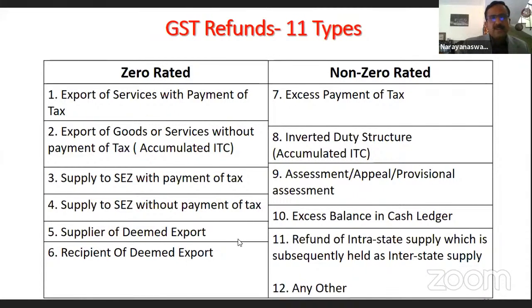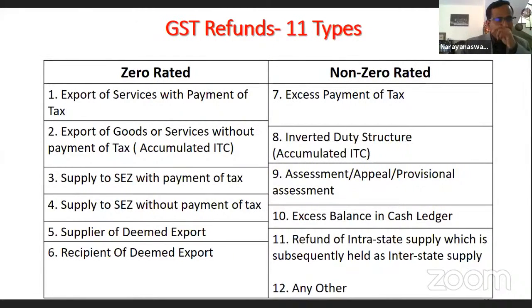There are 11 types of refunds that we deal with in GST. Some are zero rated, some are non-zero rated. Yesterday there were questions on deemed exports and exports. What is zero rated? You can recollect those things here. In case of zero rated, the refund is given on export of services with the payment of tax. If you have paid the tax and exported, that tax will be refunded. Export of goods or services without payment of tax, but he will have the accumulated input tax credit that will be calculated and returned to him.